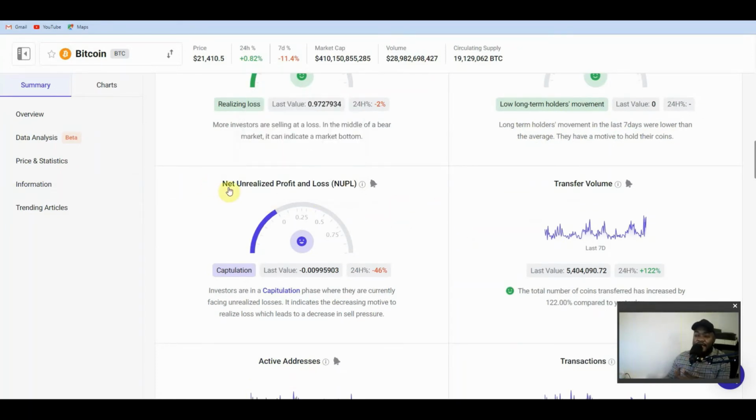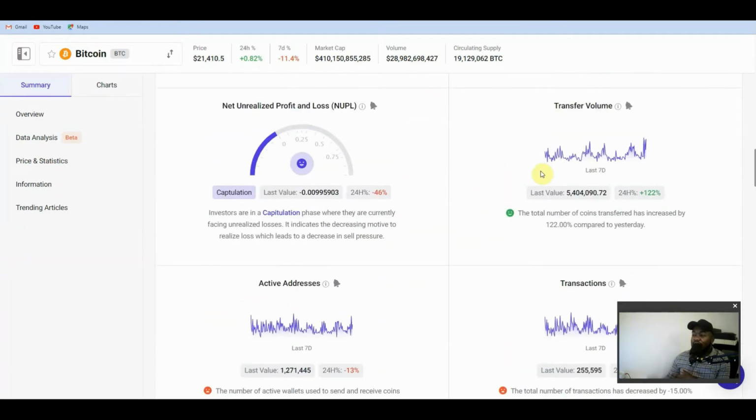Now, net unrealized profit and loss. Investors are in the capitulation phase, where they are currently facing unrealized loss. It indicates a decreasing motive to realize loss, which leads to a decrease in sell pressure.